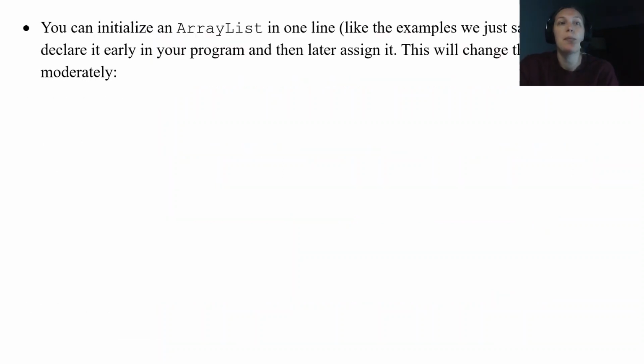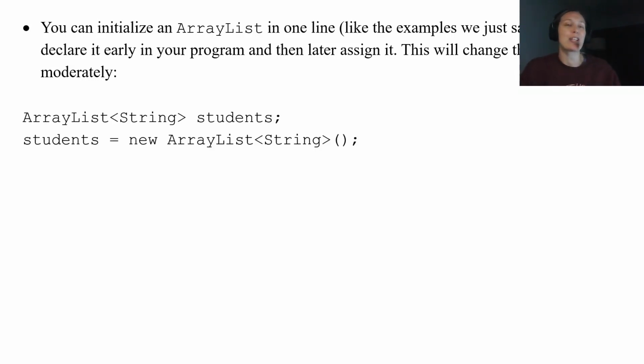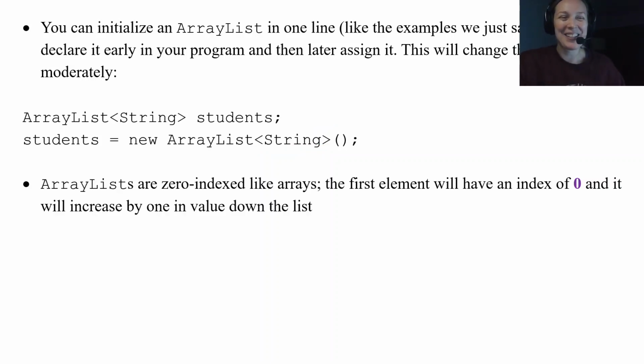You can initialize an ArrayList in one line, like the examples we just saw, or you can declare it early in your program and later assign it. That just kind of looks like this. If you do it on these two lines, you absolutely need to have a repeated reference type in those angle brackets. You cannot leave this empty if you do it on two lines. That would be a syntax error, and that would be incorrect.